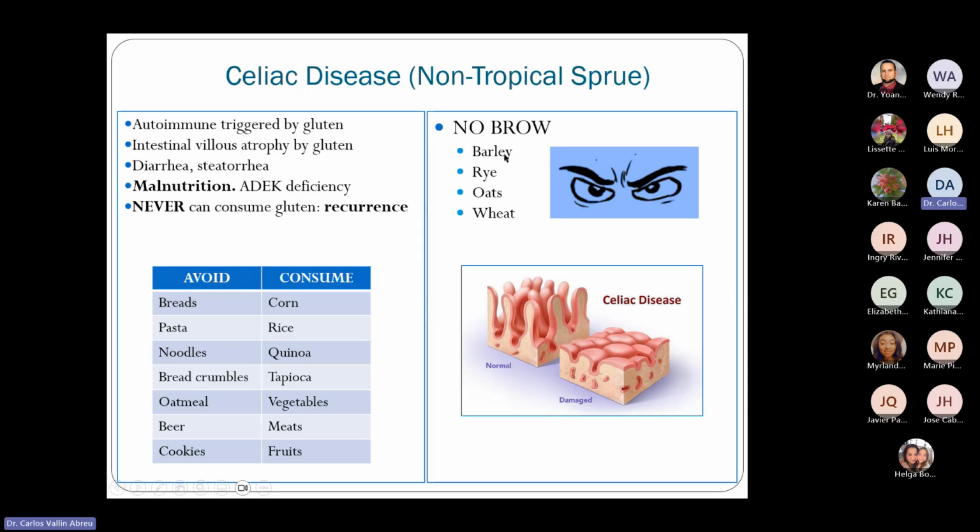The treatment is the elimination of this protein. And this protein is only present in these 4 grains or cereals. The oats and the wheat are the most abundant. So the question that you're going to have basically is what not to have and what you can have instead. Remember that there is a lot of stuff that has wheat, like bread, pasta, noodles, oatmeal, etc.